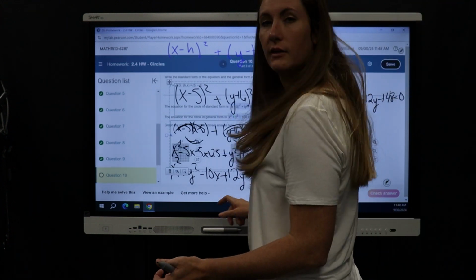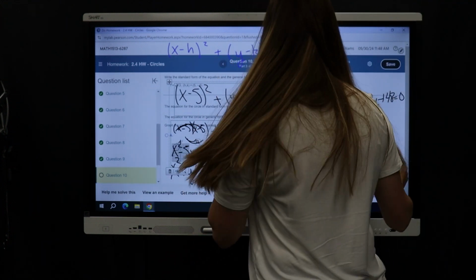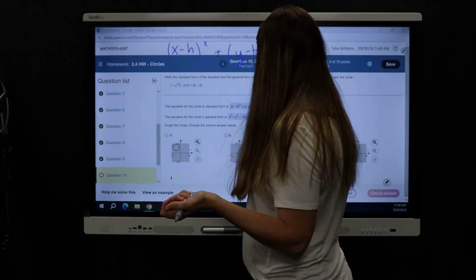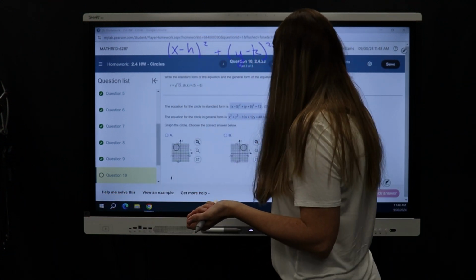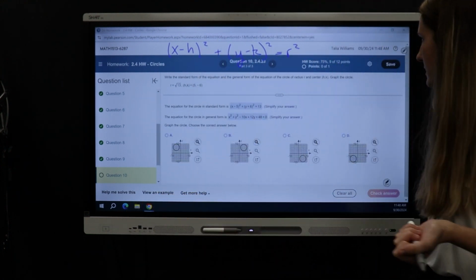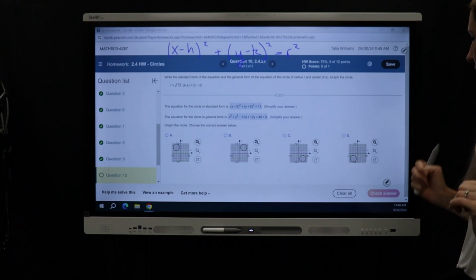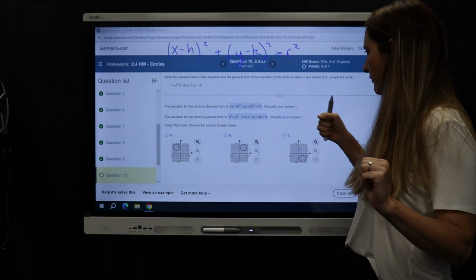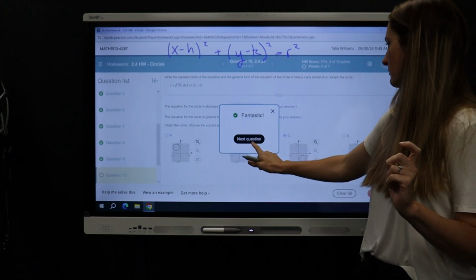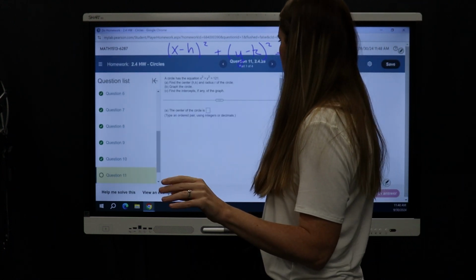Is our video still going? Alright. Oh, this one we just get to pick. So our center is 5, -6. It's probably because getting that radius of square root of 13 would be hard. So 5, -6. There's only one that was in that quadrant. That's why that was so easy.